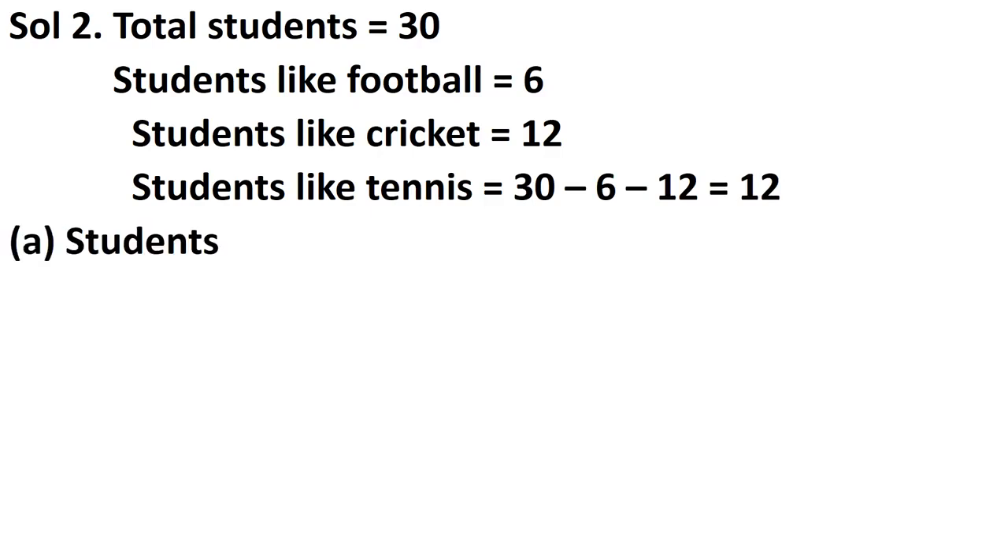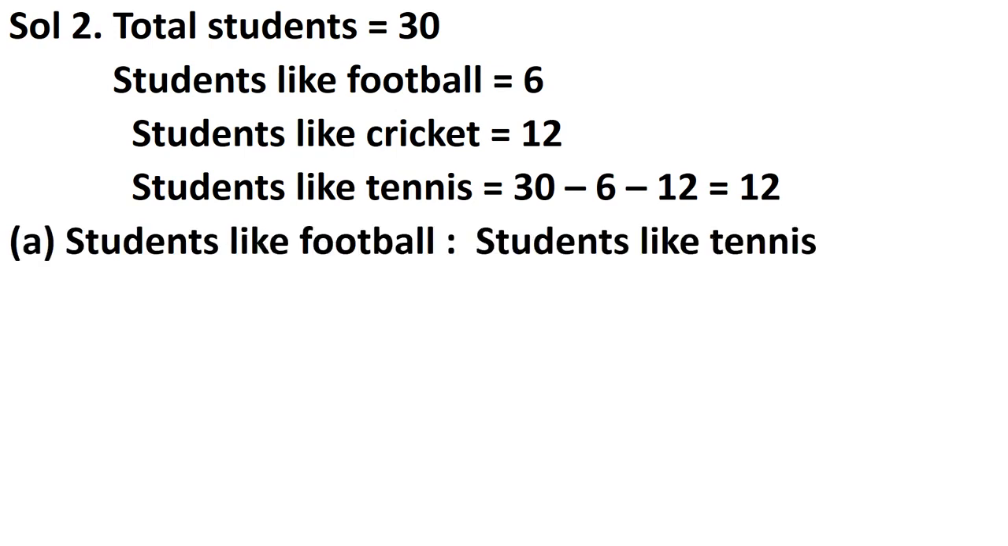Now we will find out the ratio. First is the ratio between students liking football to the students liking tennis. Football is to tennis. So how many students like football? 6. And how many students like tennis? 12. See, if this information is written on the top, then it is very easy to do. In place of football students, we can write down 6, and in place of tennis students, we will write down 12. Convert it into simplest form, 1:2.